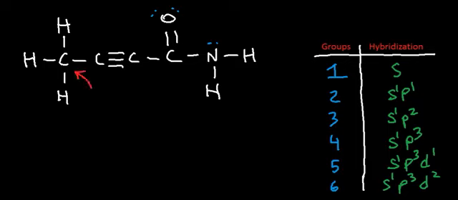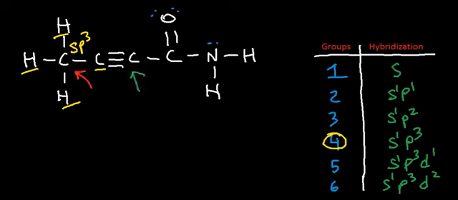Let's say we want to find the hybridization for it. That carbon atom is attached to 4 other atoms. It's connected to 3 hydrogen atoms, and it's attached to a carbon atom. So therefore we would say it has 4 groups, so it's sp3 hybridized.